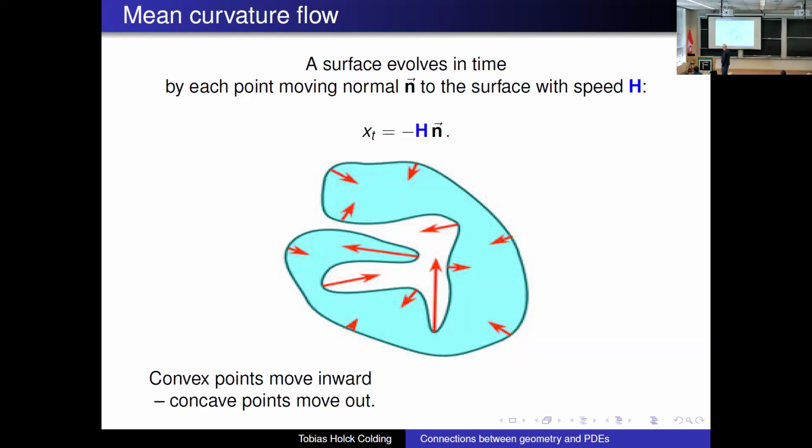And so this is the mean curvature flow. It has the effect that if you have a convex point, this point here is convex, then the surface at that point will be moving inward. Here you have a concave point. This point is concave. The surface will move outward. Okay.